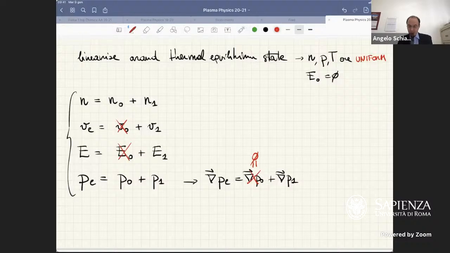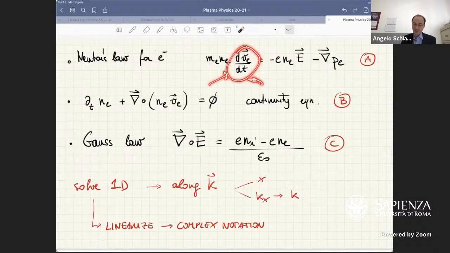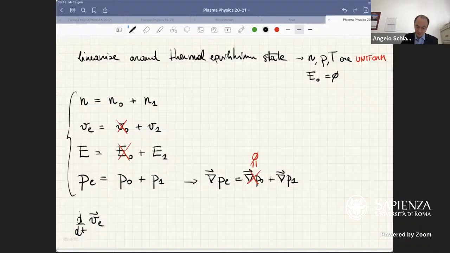Okay. Then another manipulation that we need is to talk about the total time derivative of the velocity. This term is in Newton's law here. See, this is the total time derivative of the velocity field, and this corresponds to the partial derivative with respect to time of the vector field plus the advection term.